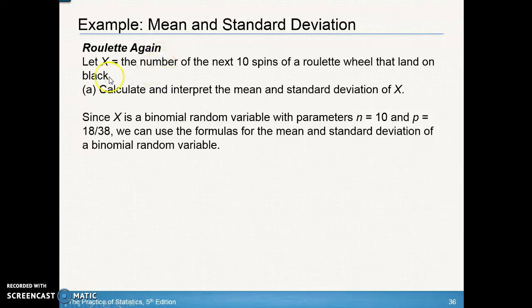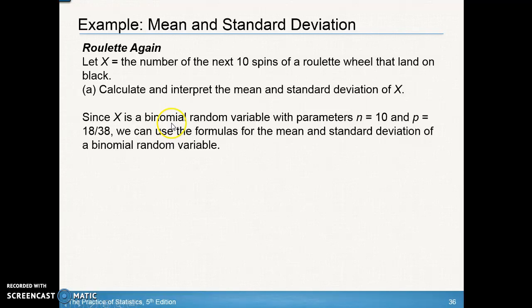All right, so let's take a look at our roulette example again. Remember, we're still having 10 spins of the roulette wheel, and we're letting X be the number of spins, in the next 10 spins, that land on black. So we're going to calculate and interpret the mean and standard deviation of X. Now, we have to recognize that this is a binomial situation, and this is oftentimes what students miss on the AP exam. They'll fail to recognize that this is a binomial distribution and not use the correct formula to find that mean and standard deviation.